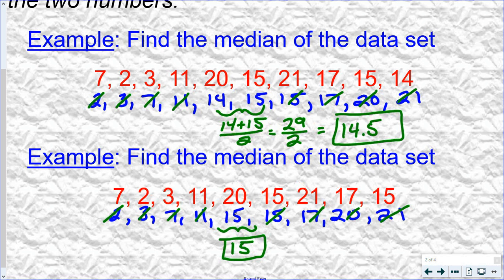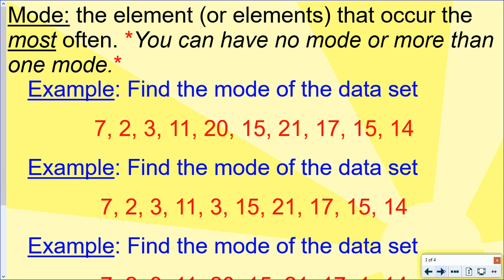So sometimes you'll have a number left, and sometimes you'll have two numbers there. So just to let you know this, if you have an even number of elements in your data set, or an even number of numbers, you're going to end up with two numbers in the middle. If you have an odd number, then you're going to end up with just one number in the middle. All right, so that's median. So let's move on to mode.